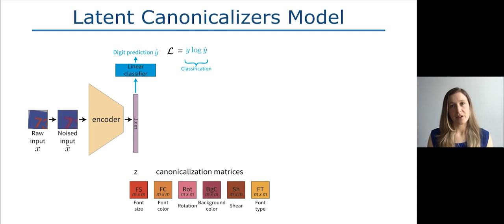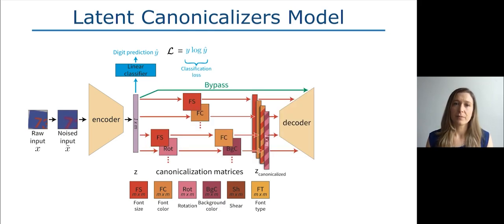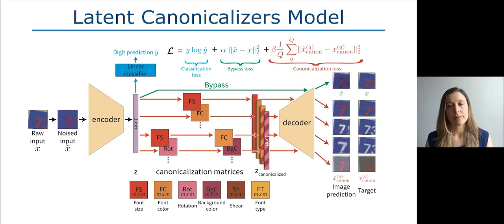So in the case of digit recognition, perhaps some of the factors of variation may be font size, font color, rotation, background color, shear, and font type. And so we are going to learn a separate transformation for each of these types of factors of variation. But these transformations are going to be applied in latent space. And we'd like to be able to combine these factors of variation. And regardless of how we've combined them, we want to be able to decode into the images that have been canonicalized only according to the factors of variations that we have applied.